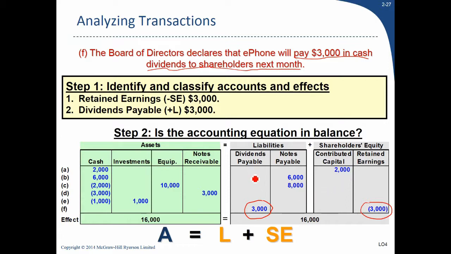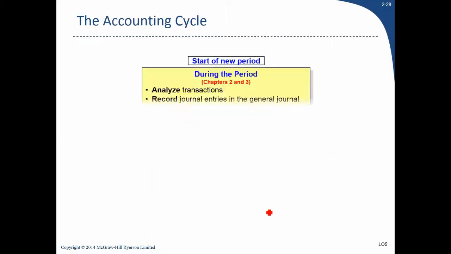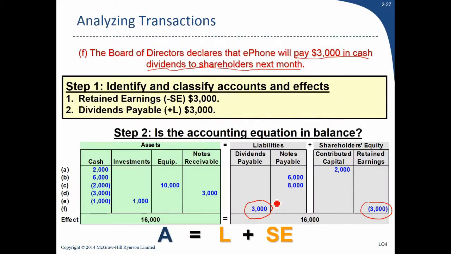What's going to happen is when these dividends get paid next month, we're going to see $3,000 less of cash, and this is going to decrease by $3,000, okay? So that'll cancel to go to zero. And the accounting equation will still be in balance.